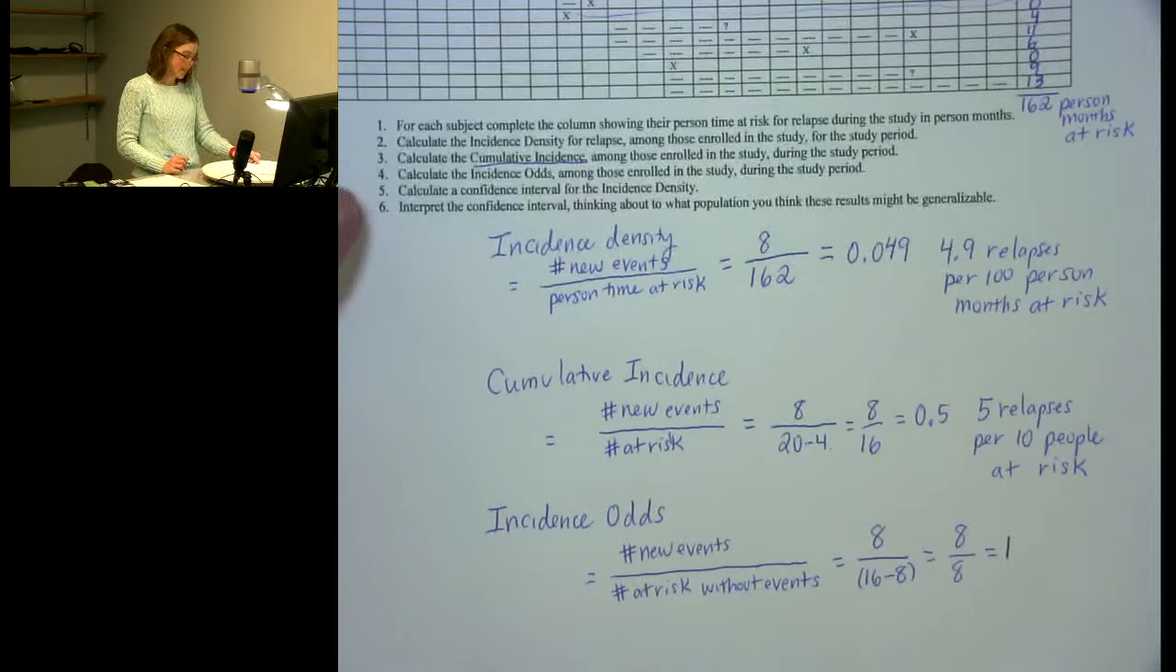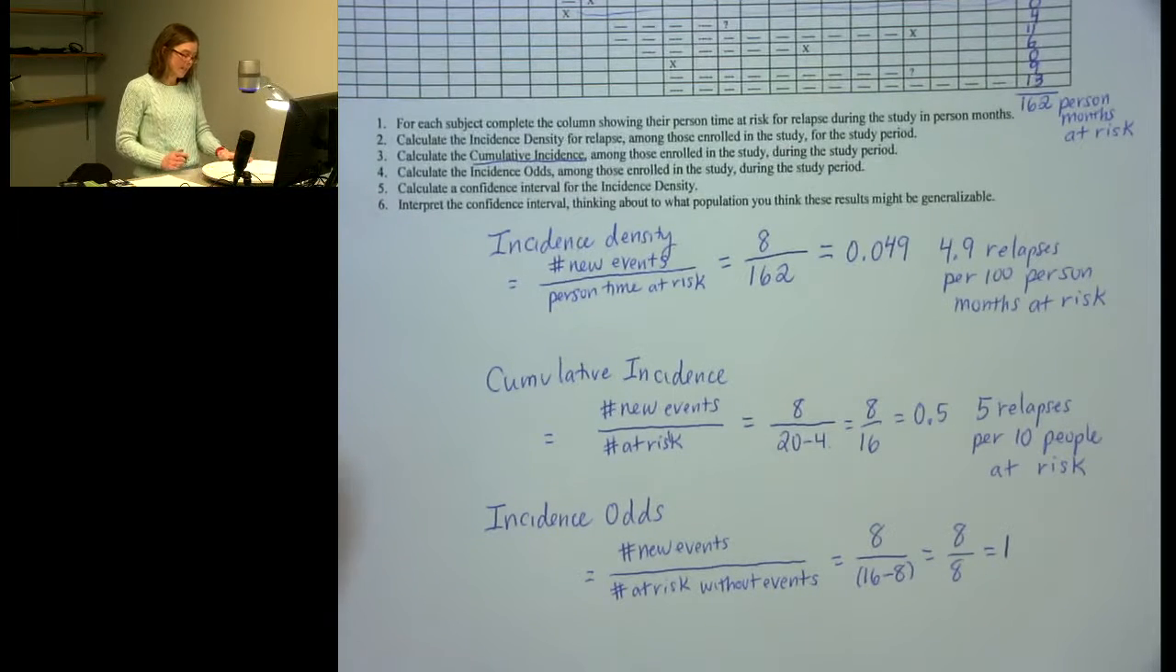Question 5 asks us to calculate a confidence interval. We'll do a 95% confidence interval for the incidence density.